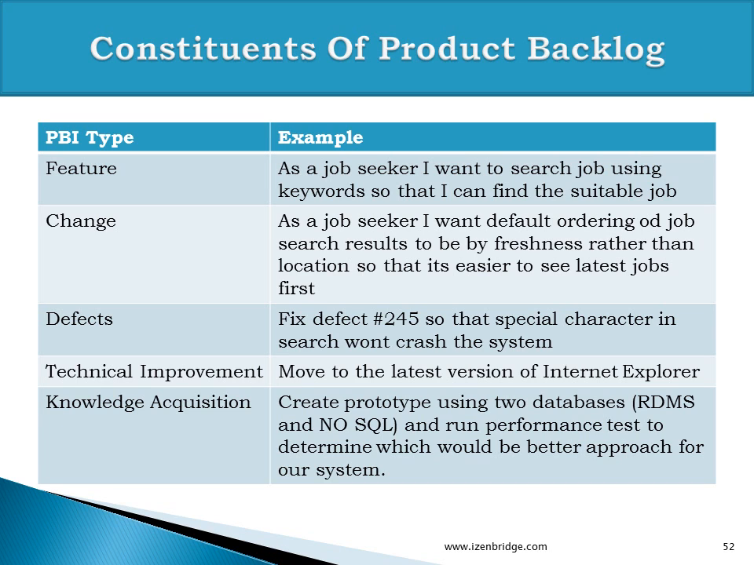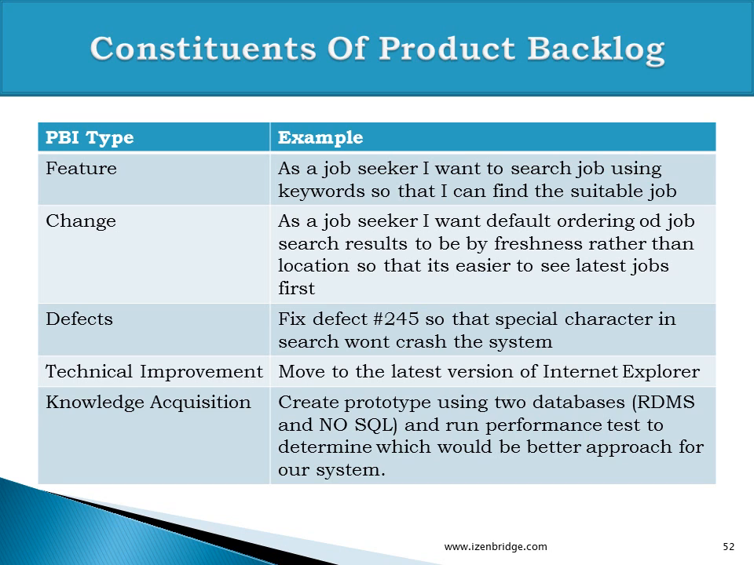Some of the constituents of a product backlog. As product backlog items, you can have features, changes, defects, technical improvements, and knowledge acquisition goals. Features could be written in the form of user stories. Changes could be in the form of a user story which is getting changed from X to Y. For example, in this slide, I am giving an example where the user wants to change the ordering of the existing result set, a search result.